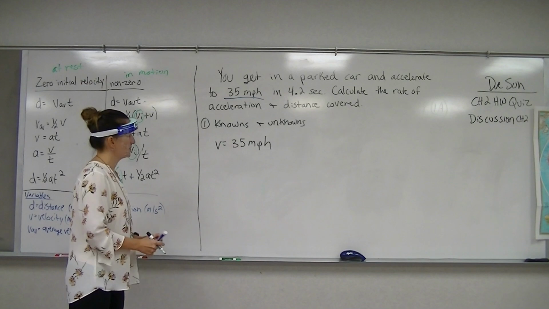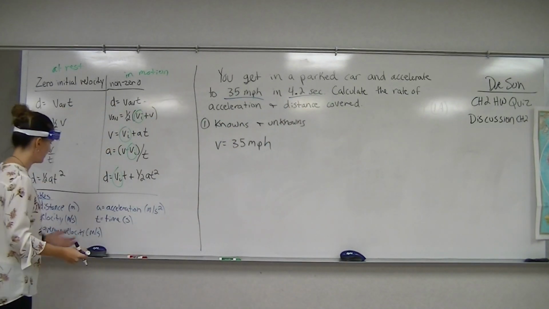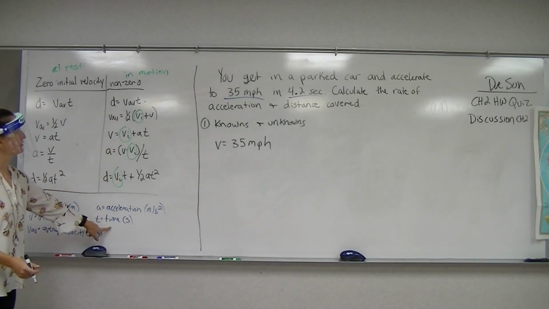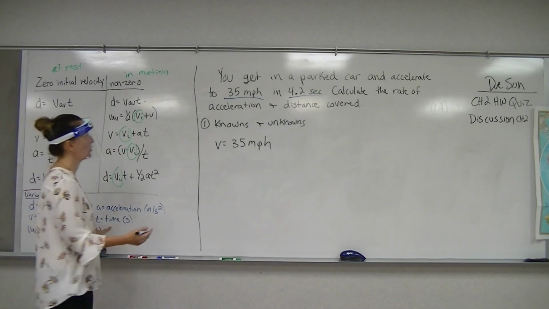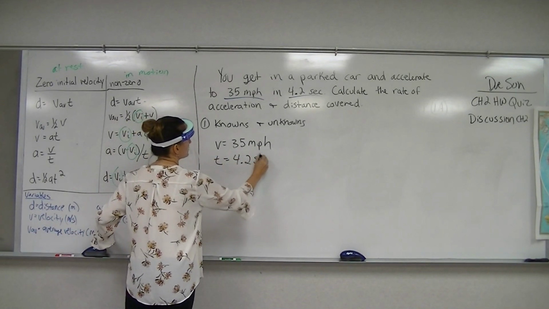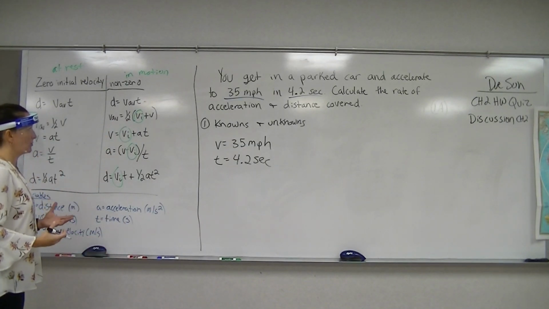Next piece of information, 4.2 seconds. So what variable is that? In this case, seconds, time. It's how long it took, right? So these are my two knowns. Those are the only pieces of information given to me in the word problem.